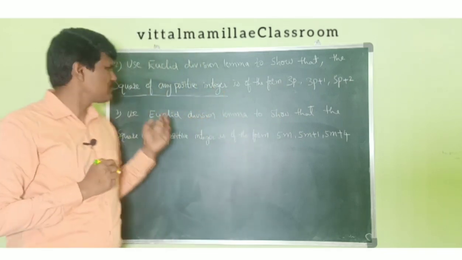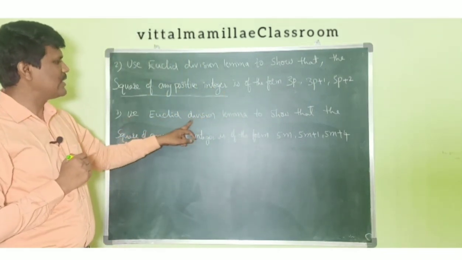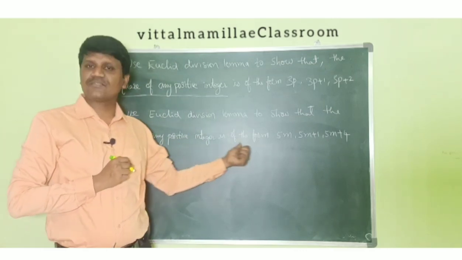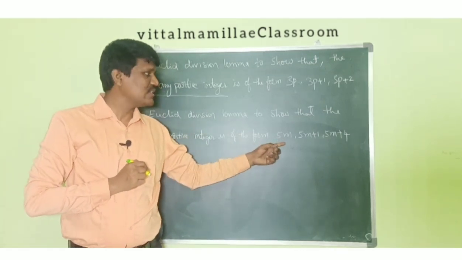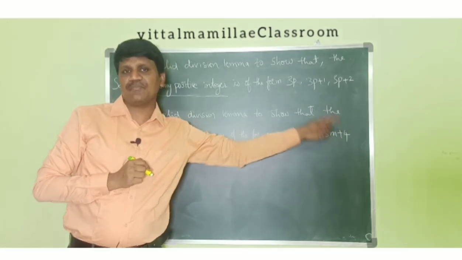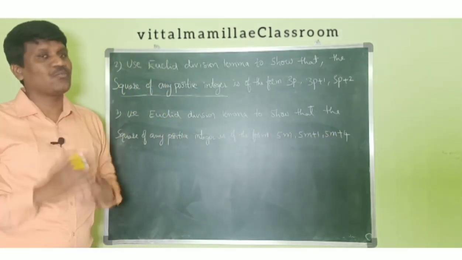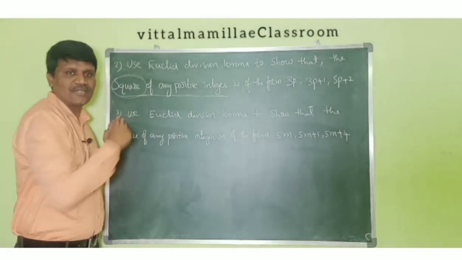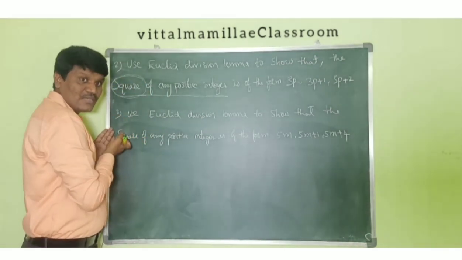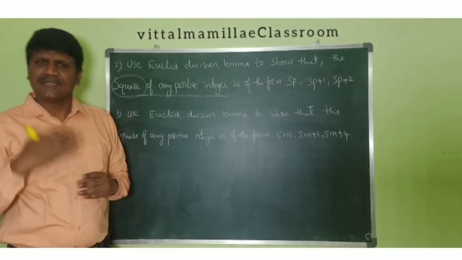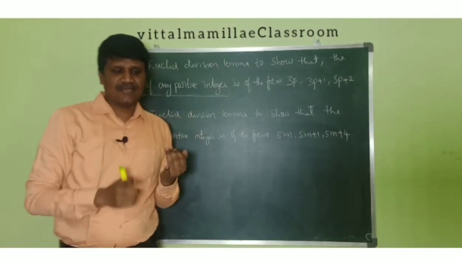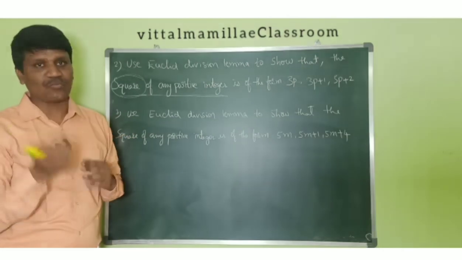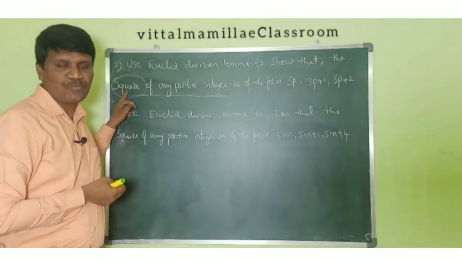This is one question. And the next question, use Euclid division lemma to show that the square of any positive integer is of the form 5m, 5m plus 1, 5m plus 4. So here the most important thing is that the question asks about the square of any positive integer. This is also the square of any positive integer. Definitely the 4-mark question will be asked, either square or cube. These are the only two possible questions for 4 marks. So how to do the square of a positive integer?